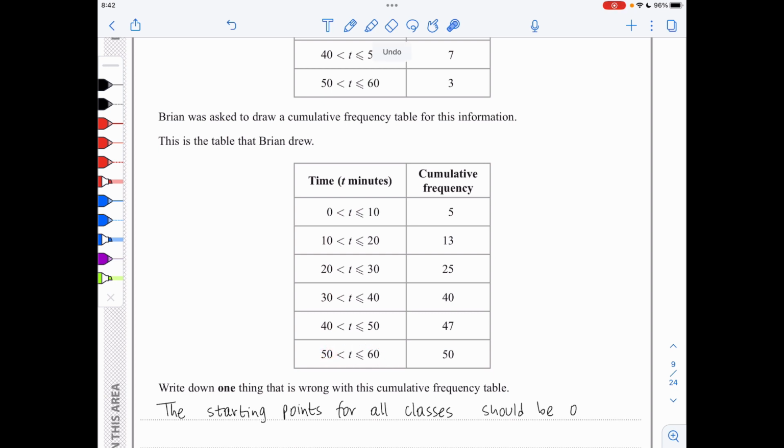So the mistake here is that the starting point for all classes should have been 0.